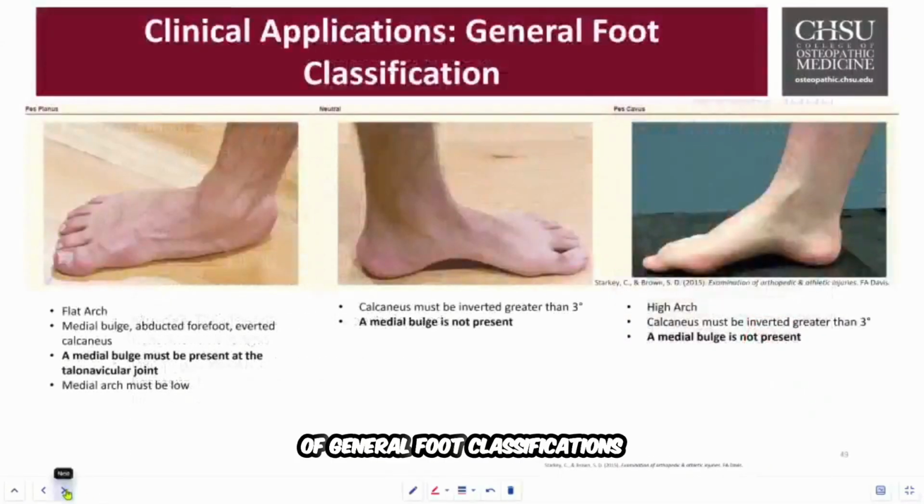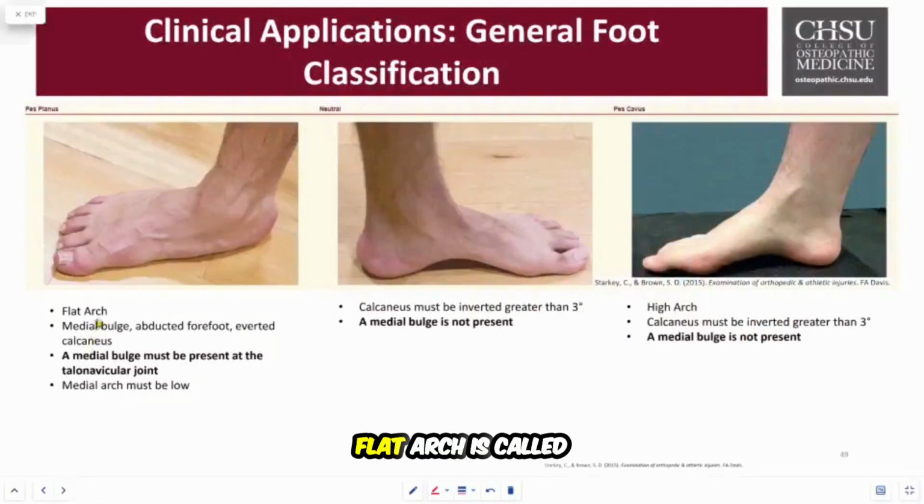Here are some visuals of general foot classifications. A flat arch is called pes planus. The neutral foot is where it's normal, and pes cavus is when there's a high arch. So either a flat arch or a high arch. In pes planus, there's a medial bulge present at the talonavicular joint, and in pes cavus, the medial bulge is not present.